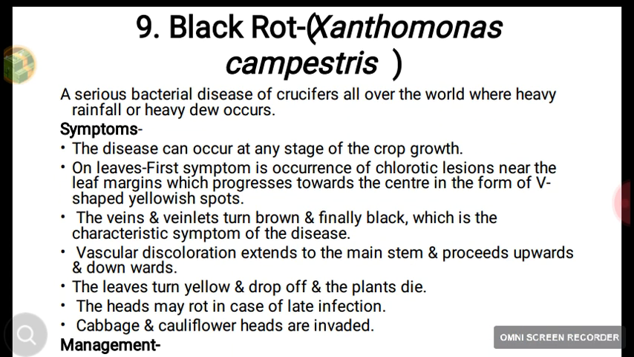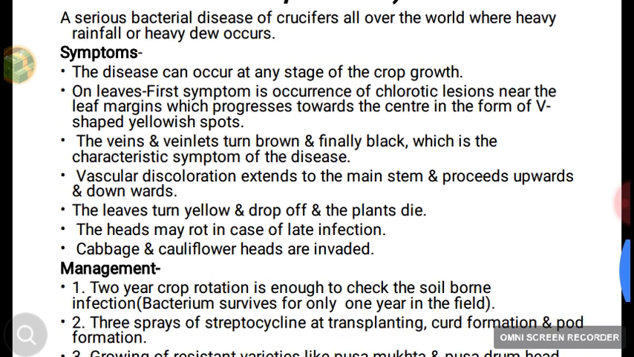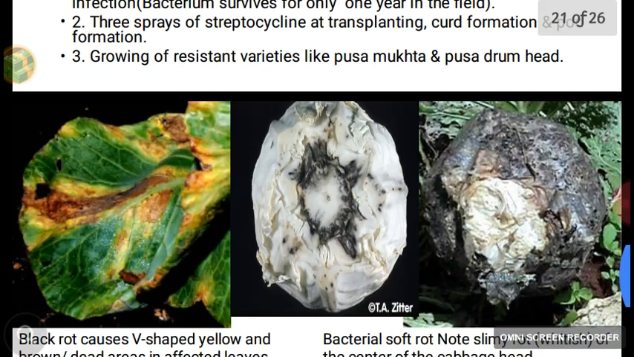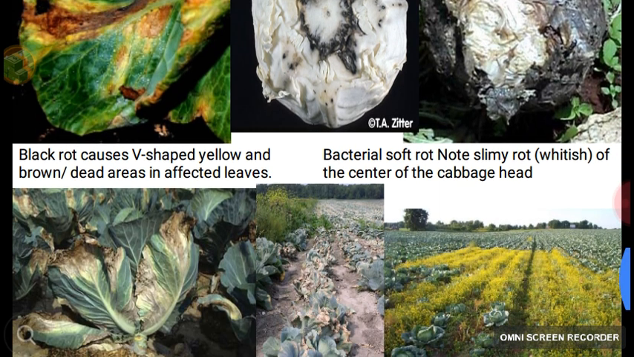And next, black rot. It is a bacterial disease caused by Xanthomonas campestris. The disease occurs at any stage of the crop growth. First on veins, veinlets turn brown, finally black. Vascular discoloration leads to yellowing and leaf drop. The head may not form in case of late infection. See here, veins and veinlets become brown and black in color. Sometimes it may affect the curds also.